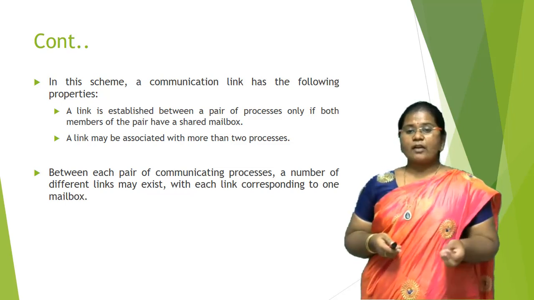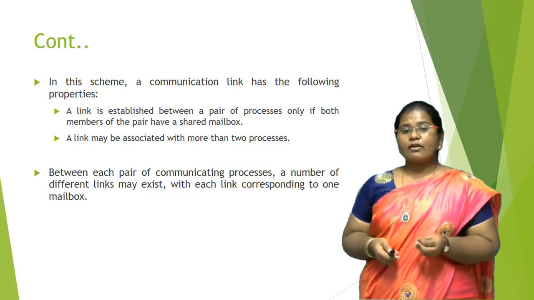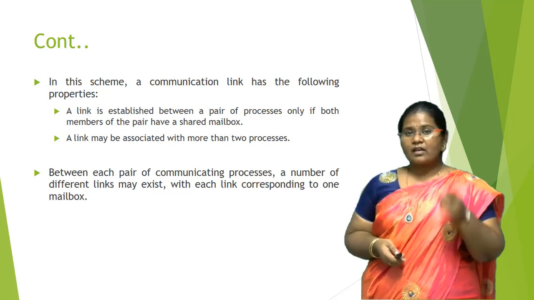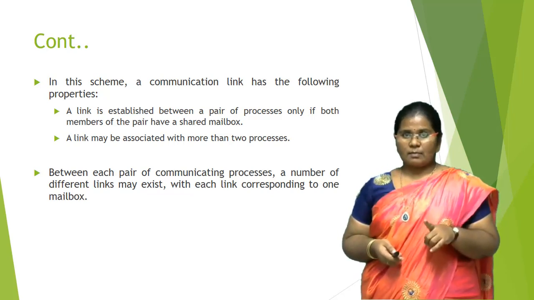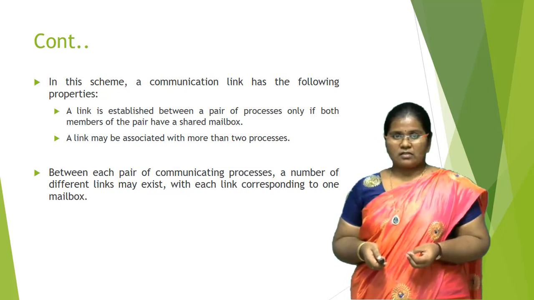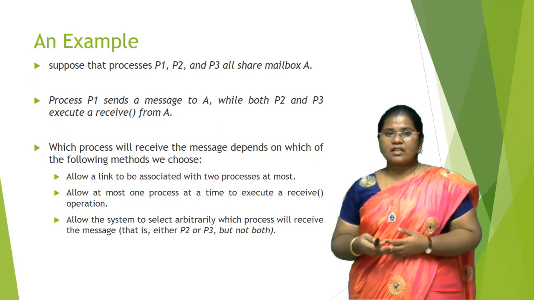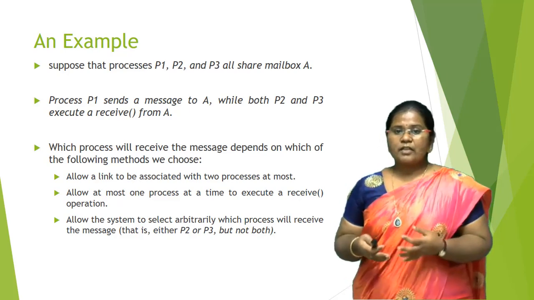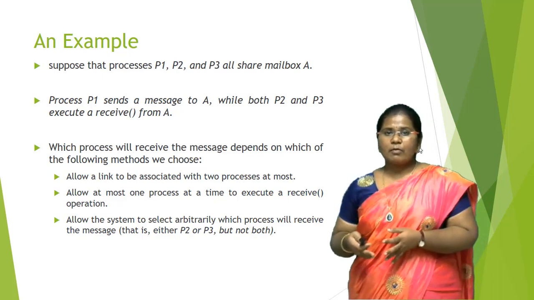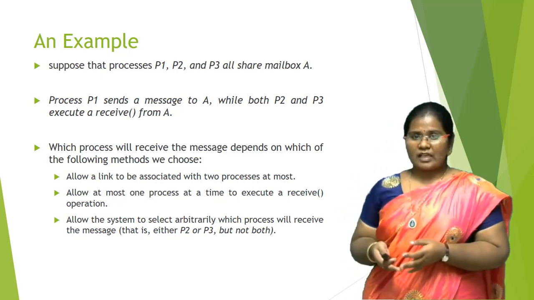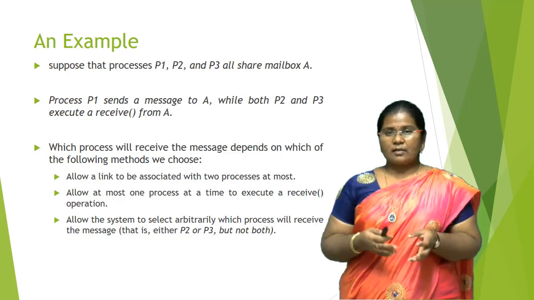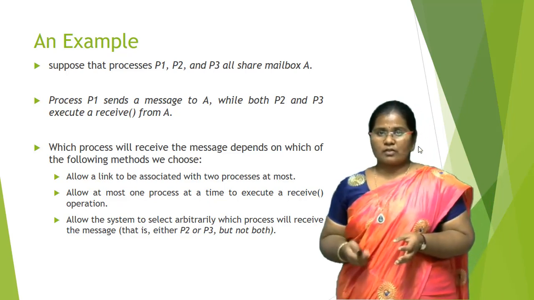Okay. So between each pair of communicating processes, a number of different links may exist. Whereas in direct communication, between each pair, only one single communication link can be established. Whereas in indirect, there are a number of communication links. As an example, if you consider three processes P1, P2 and P3, let us assume all these three processes are sharing the same mailbox, say for example, mailbox A. Let us think the name of the mailbox is A. Now, if you think P1 is a process which is going to send messages to two processes, P2 and P3.